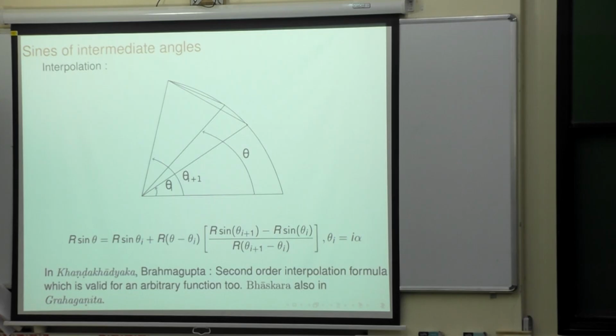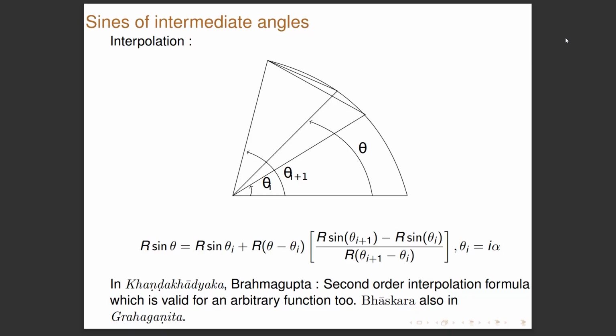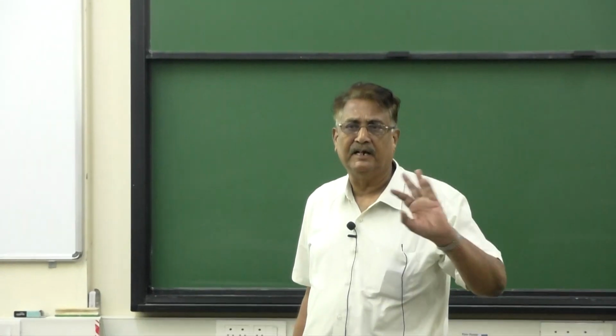Why is that? It is easy to understand, because between theta i plus 1 and theta i, this is the difference for this arc difference. So what is the difference for the arc difference theta minus theta i? Straight away, the proportionality principle. Then you have to add the value for this. This proportionality principle is used everywhere in Indian astronomy and mathematics, and it is there in Ptolemy also.